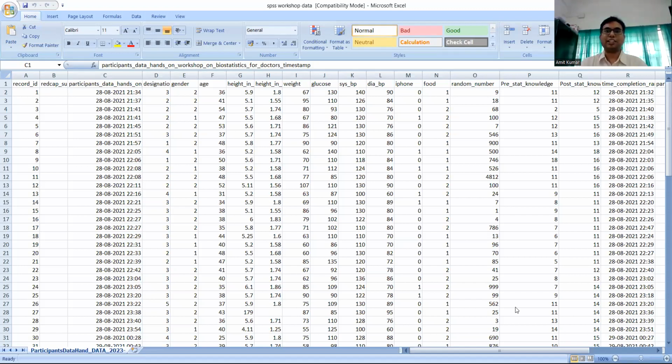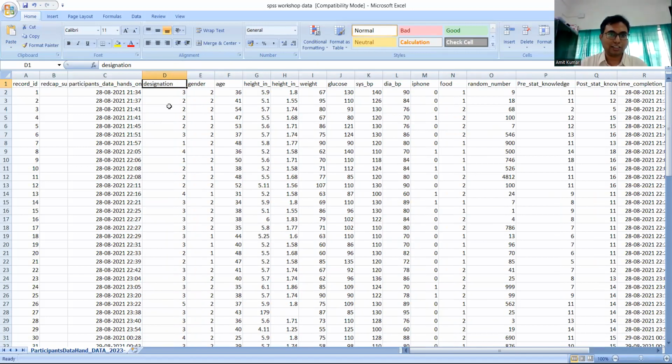Some of the statistical workshop I conducted, and I asked my workshop participants to fill the designation. Data was collected in the category and it was coded 1, 2, 3, 4, 5. So 1 was for the professor, 2 is for the associate professor, 3 is for the assistant professor, 4 is for JRSR, and 5 is for others. Now the gender I asked, male, female, they filled. 1 is for female and 2 is for male.